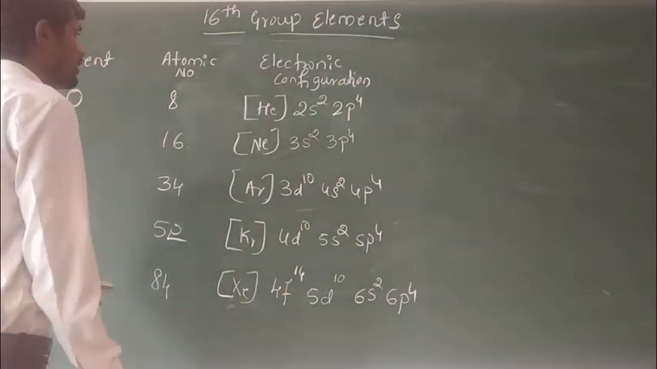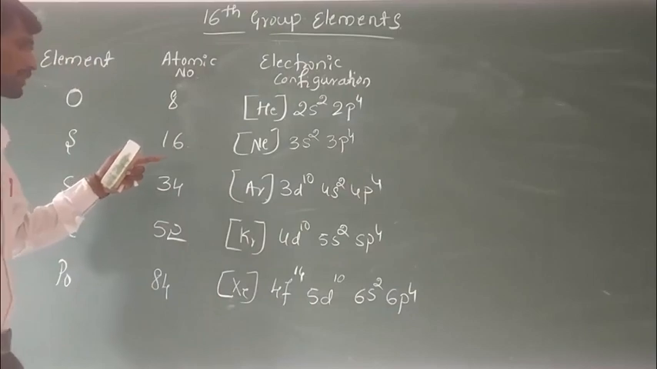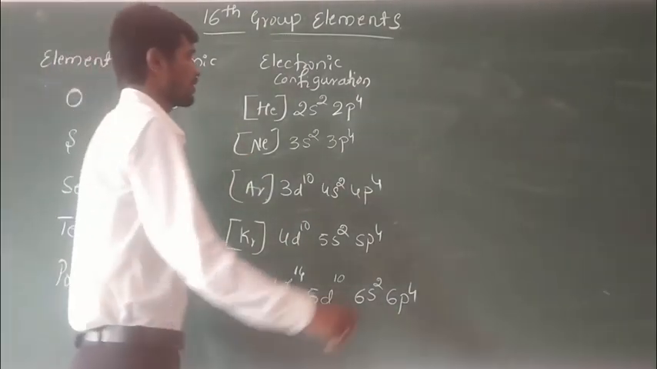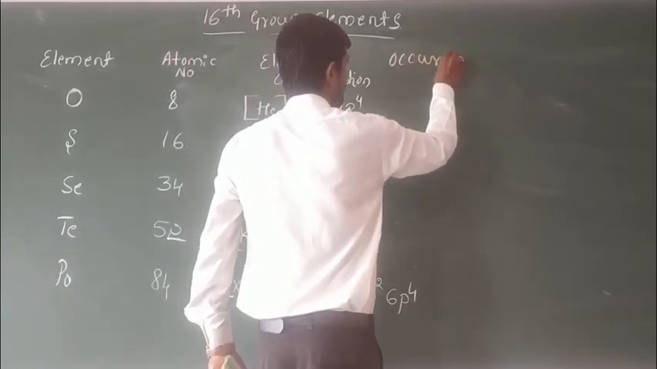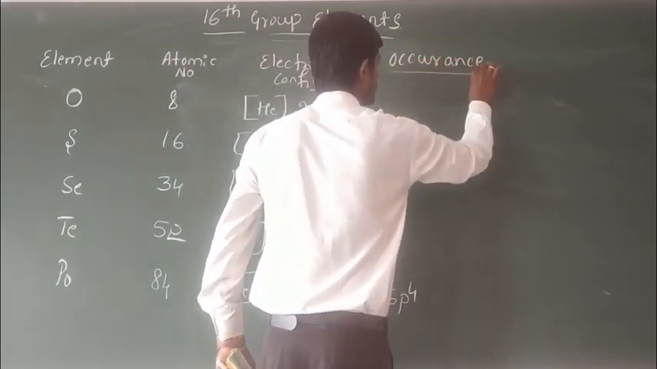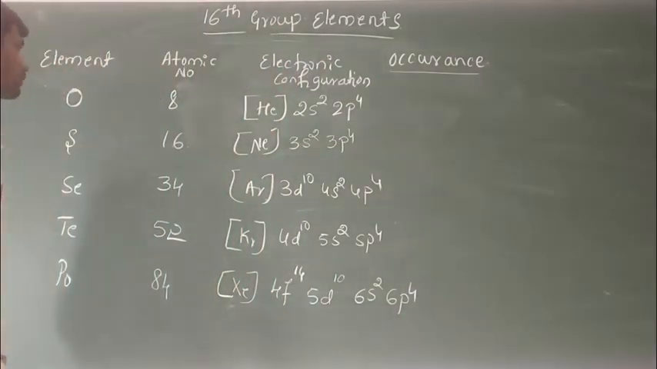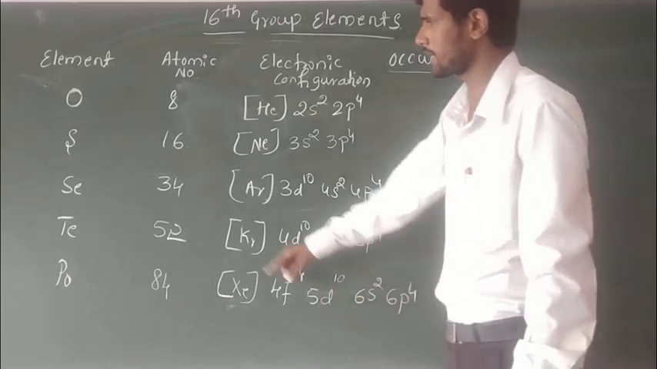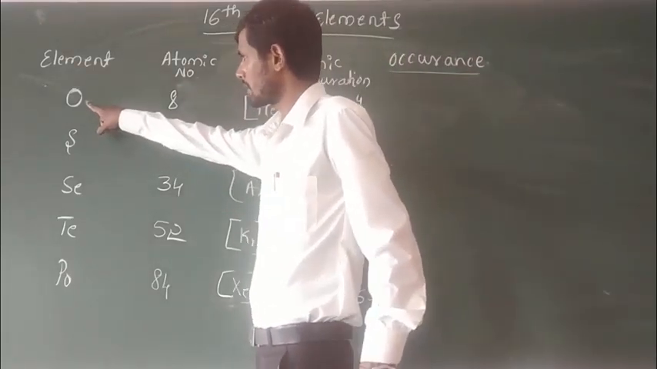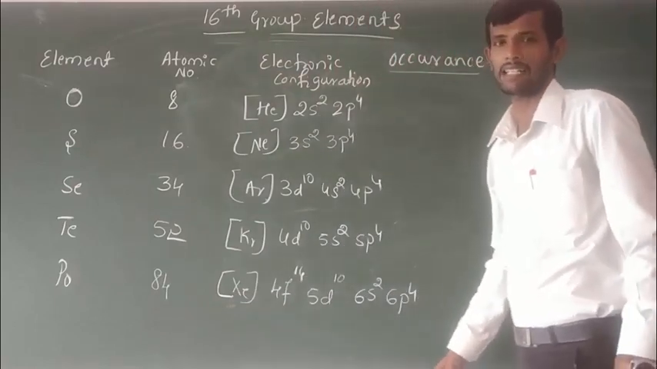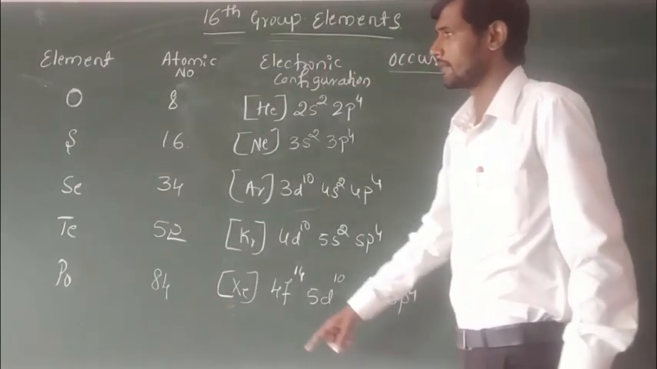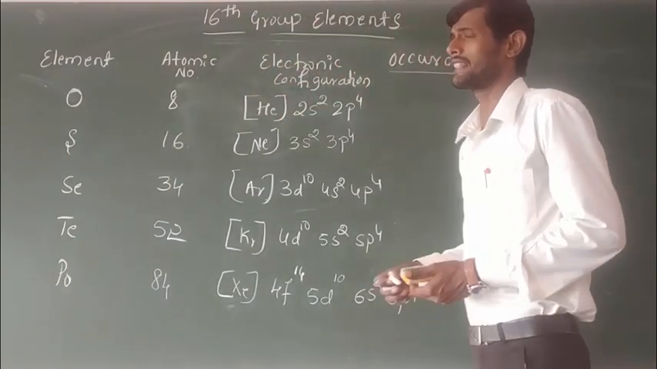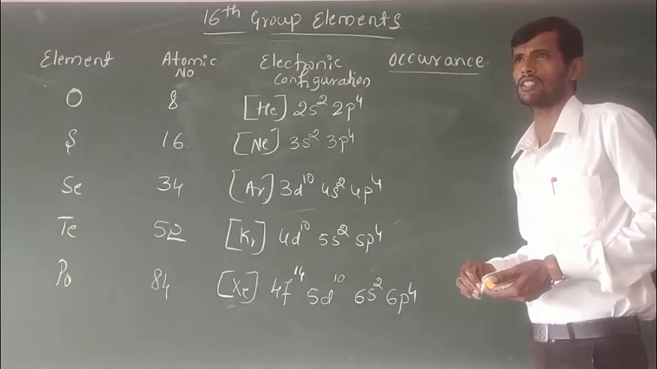Now, practice this because it is very important. Come to the point of occurrence. Occurrence of the 16 group elements. Which one is the first member here? Oxygen. Remember, oxygen is available in diatomic form, meaning it exists as O2, and it is one of the most abundant elements on the earth.